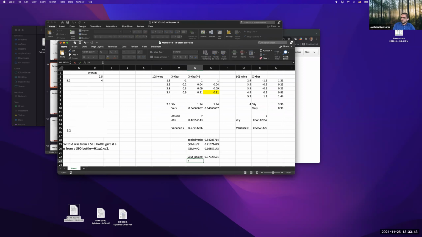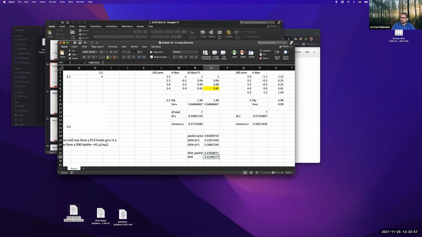And now we're doing SEM. We're taking this square root. And we're coming to 0.62. And this is actually here our S difference. S difference, Norton and Heinzen. And this is what we are using now to calculate the T.